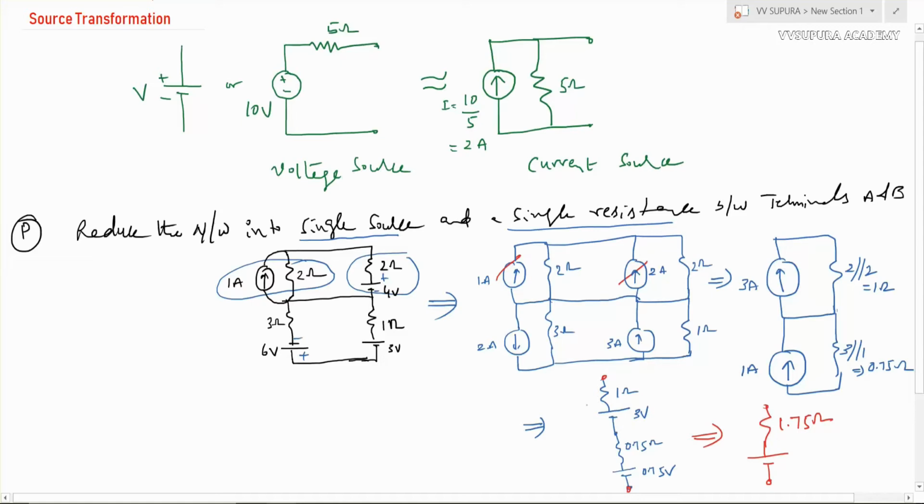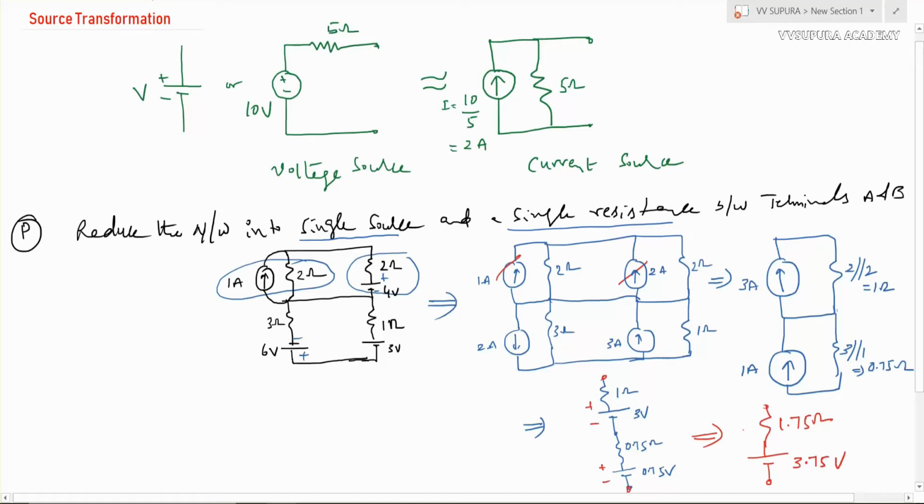Positive terminal here and negative terminal here, and positive terminal here and negative terminal here. So I can add those two batteries. It's simple, like batteries. I can add these two batteries as 3 plus 0.75 volts, that is 3.75 volts. So this is the final answer I can get. Why? Because the whole network can be reduced to a single resistor and a single source. The single resistance value is 1.75 ohms and the single source is 3.75 volts.